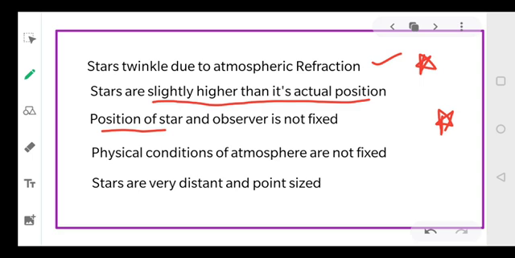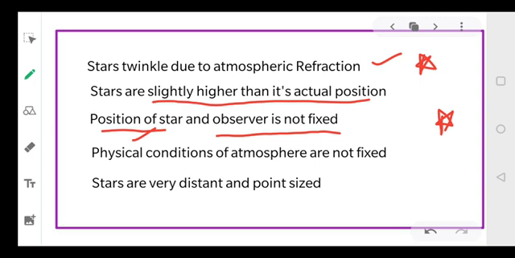We know that the stars rotate around the axis, and they also rotate around the sun. So the position of the star is not fixed. Even the person who is looking at the star, like the observer, we are standing on the Earth, our position is also not fixed because the Earth is continuously rotating, isn't it? So the position of star is not fixed, the position of observer is also not fixed.